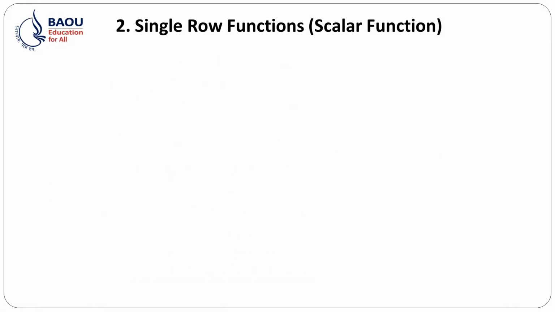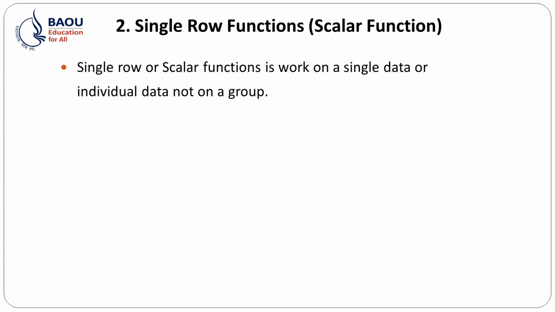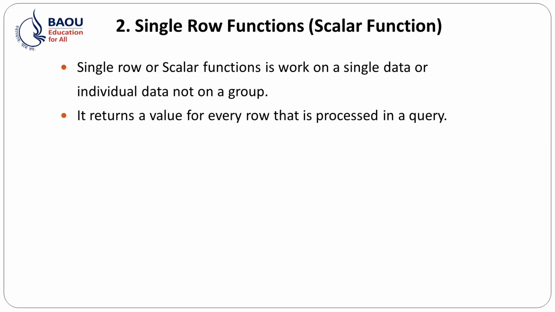Now, the single row function, or scalar function, works on a single value or an individual data item, not on a group. It is used only on single data, not on a group. It returns a value for every row that is processed in the query.